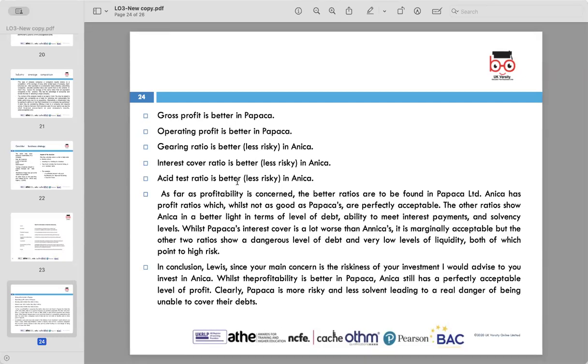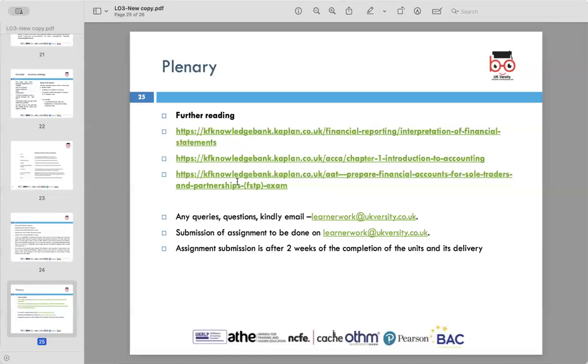So, considering the comprehensive analysis of profitability, debt levels, liquidity, and financial risk, Anika emerged as a less risky investment option compared to PEPCA. While PEPCA shows better profitability metrics, its high debt levels and lower liquidity pose significant risks. Therefore, for investors primarily concerned with minimizing risk and ensuring financial stability, Anika presents a more prudent investment choice despite slightly lower profitability metrics.